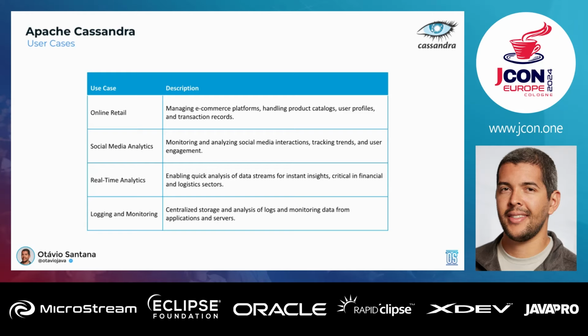So we do have Apache Cassandra as a solution. As you can see here, we do have several use cases with Apache Cassandra: online retail, social media analytics, real-time analytics, and logging and monitoring. There is another case. For example, you can use Cassandra combined with event-driven design, where you can define the TTL of that information, or the time to live.